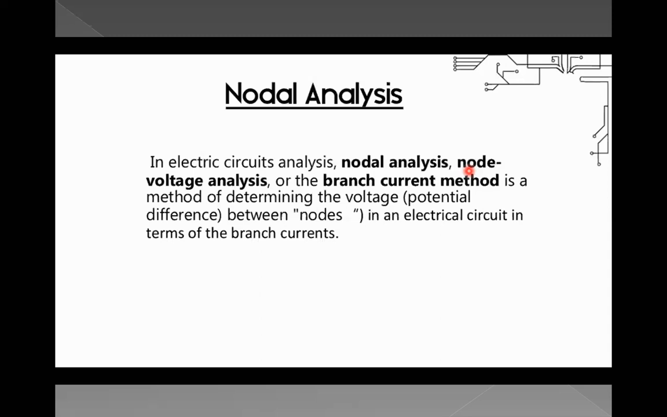That was all about the mesh analysis. Now let's understand the node or junction analysis. In electric circuit analysis, nodal analysis, node voltage analysis, or the branch current method is a method of determining the voltage between nodes in an electric circuit in terms of branch currents. So what we are finding out is the voltage between the nodes.